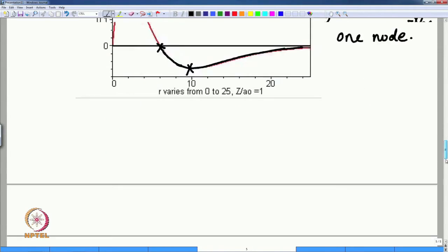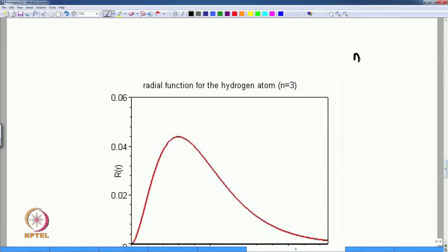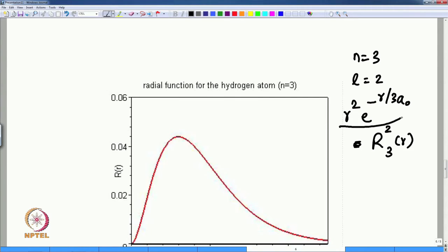And the last one, when you look at n equal to 3, L equal to 2, the function is R square e to the minus R by 3 A0. This is like the radial function R3,2 of R. I have not put in the normalization constant, but that is what it is, and the R square has only one maximum, and then the exponential eventually goes to 0, no nodes.